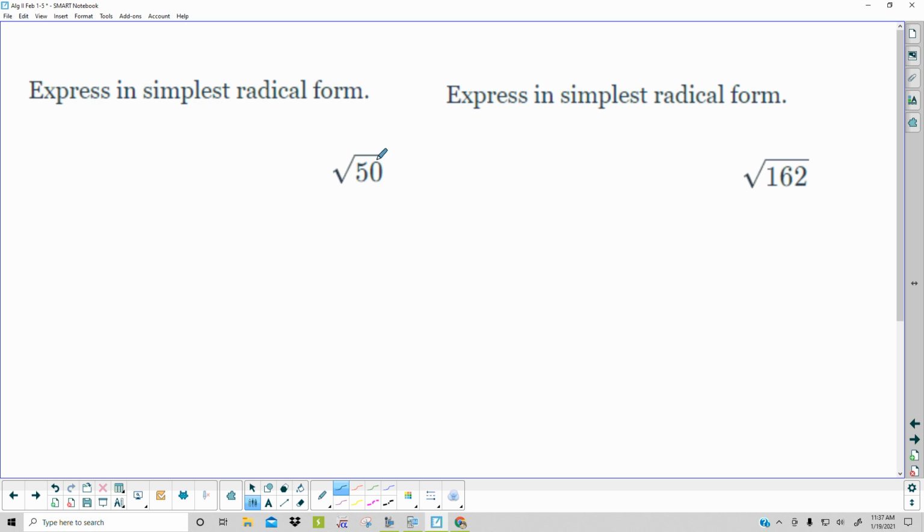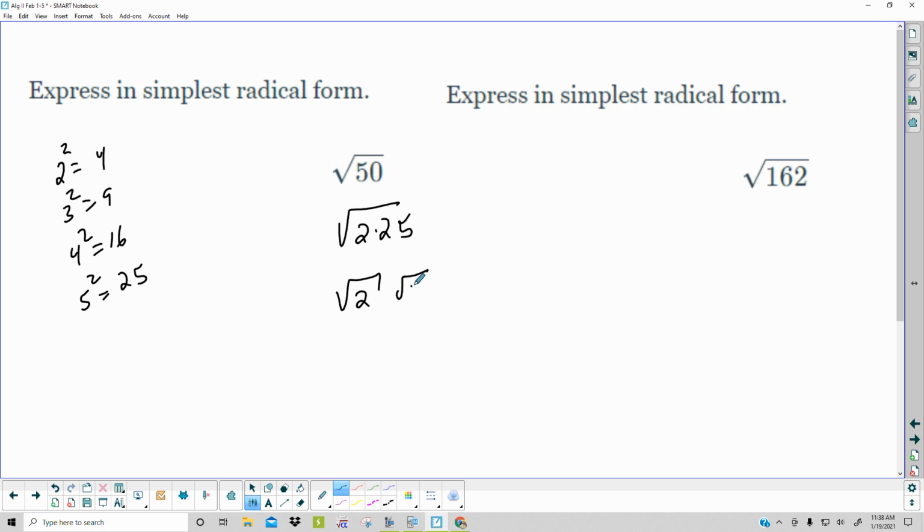50. What you're looking for in your head is to try and find perfect squares. Like 2 squared is 4. 3 squared is 9. 4 squared is 16. 5 squared is 25. You go, whoa, wait a minute, 2 times 25 is 50. So if I break it up, square root of 2 doesn't simplify, but 25 does. And this number needs to be written in front. It goes 5 square root of 2. That would be your final answer. Okay? Any simplified numbers belong in front of the root.